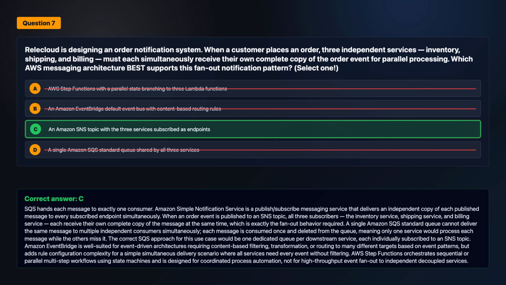Amazon EventBridge is well suited for event-driven architectures requiring content-based filtering, transformation, or routing to many different targets based on event patterns, but adds rule configuration complexity for a simple simultaneous delivery scenario where all services need every event without filtering. AWS Step Functions orchestrates sequential or parallel multi-step workflows using state machines and is designed for coordinated process automation, not for high-throughput event fan-out to independent decoupled services.